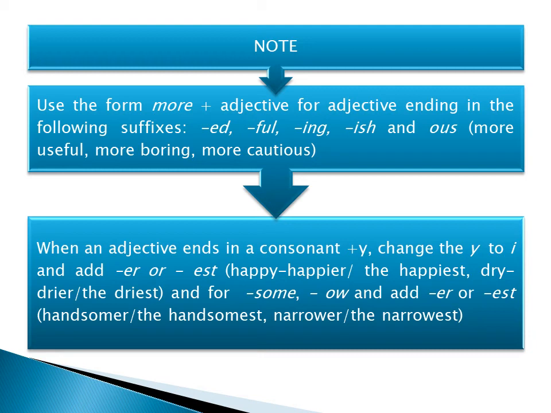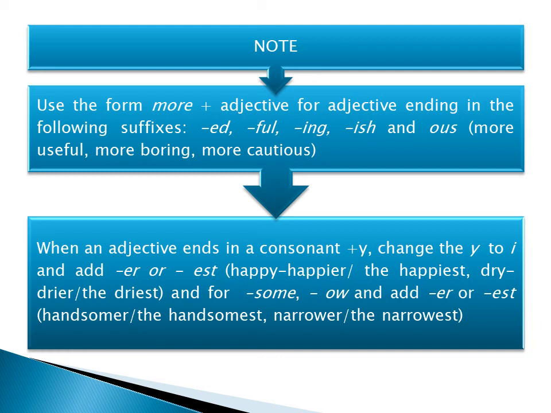When an adjective ends in a consonant plus y, this y changes to i and we have to add er or est. For example, happy ends with y, then we have to change that y into i-e-r, that is happier. Then est, happiest. Dry, drier, driest.